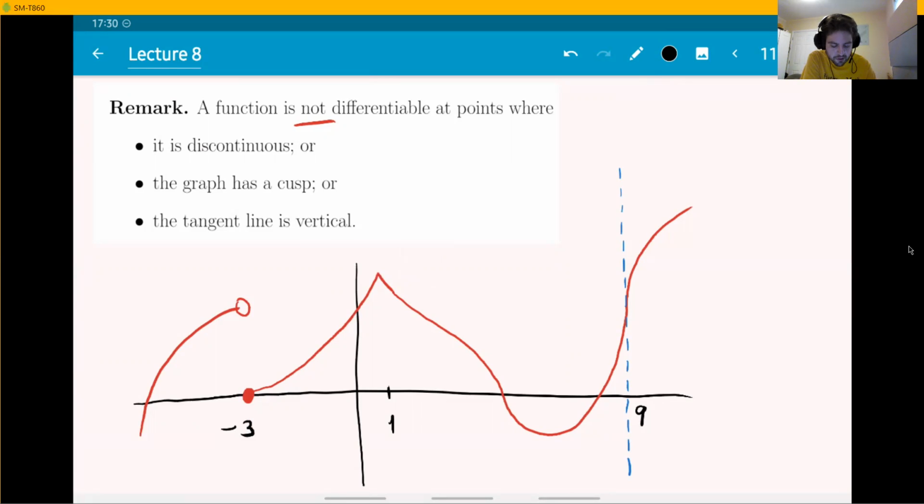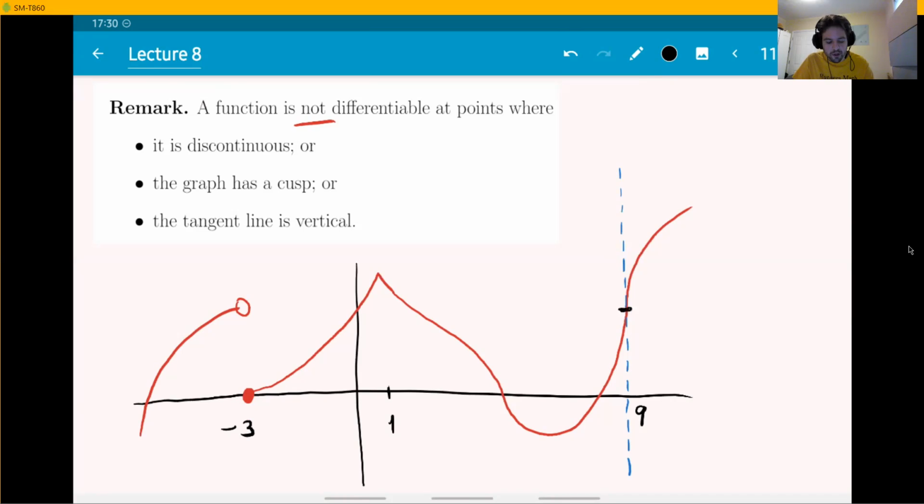And finally, places where the tangent line is vertical. This can happen. A lot of functions have this. Look at this function at the number 9. It does not actually fail the vertical line test. If you think about it, it is a function. This blue vertical line here is intersecting the graph in just one point. So it is a function. But at that location, the tangent line is vertical. And there is no slope of a vertical line. It would be either plus or minus infinity. So there is no derivative at the number 9.